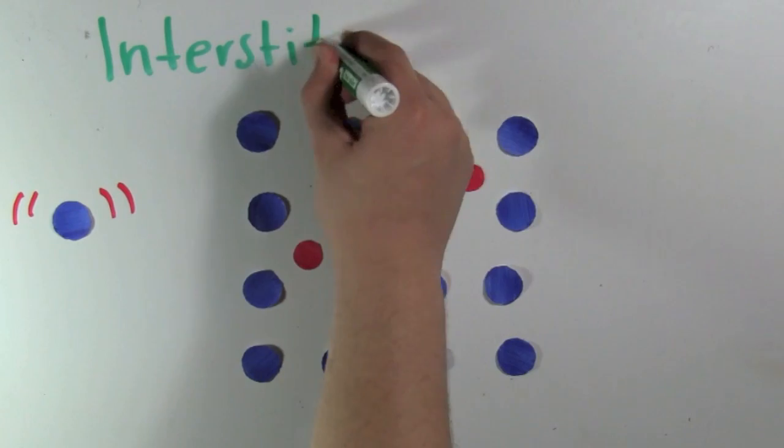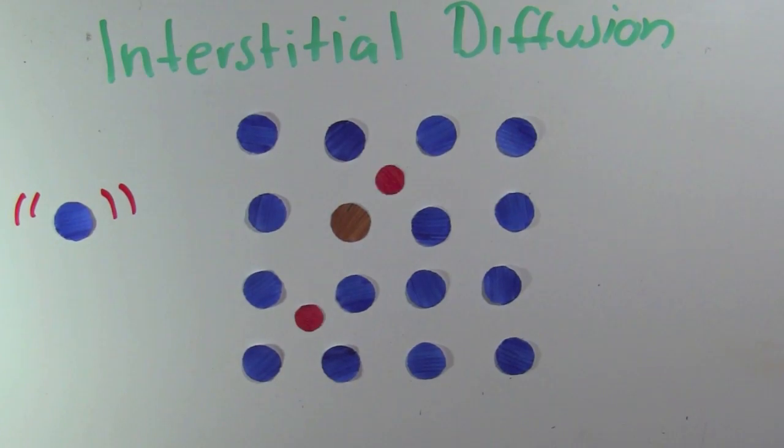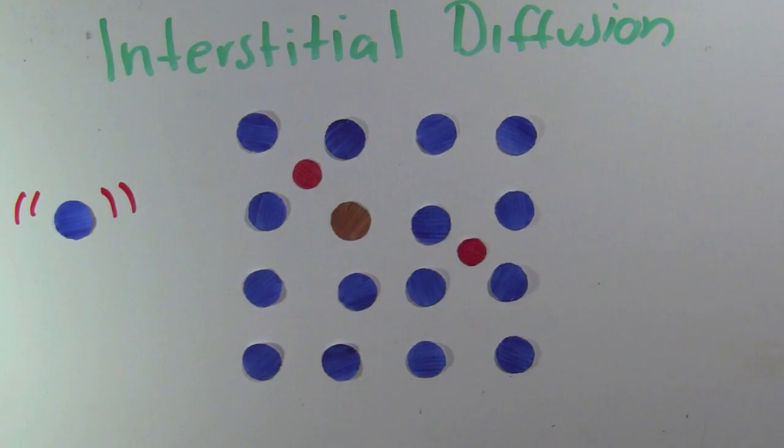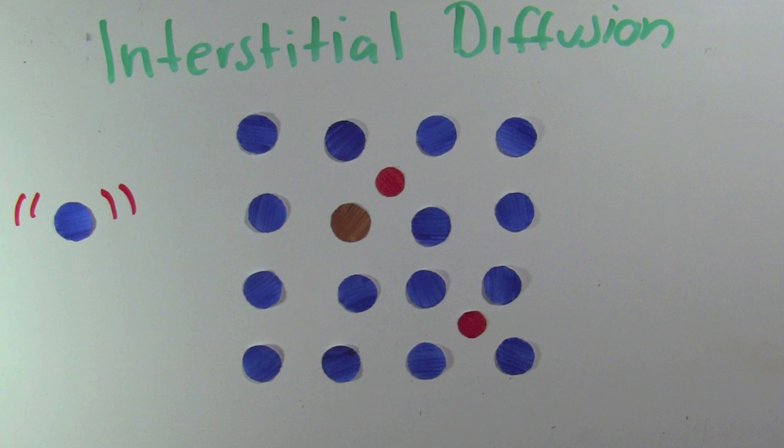Interstitial diffusion occurs when the interstitial atom migrates from one interstitial position to an adjacent position. Due to the typical small size of interstitial atoms, interstitial diffusion occurs faster than vacancy diffusion.